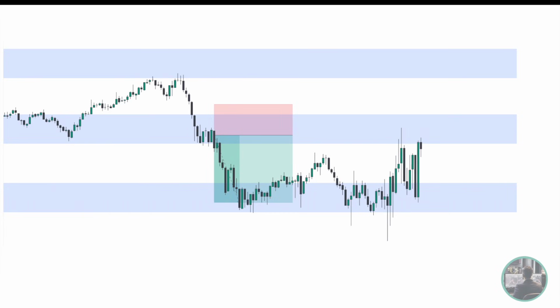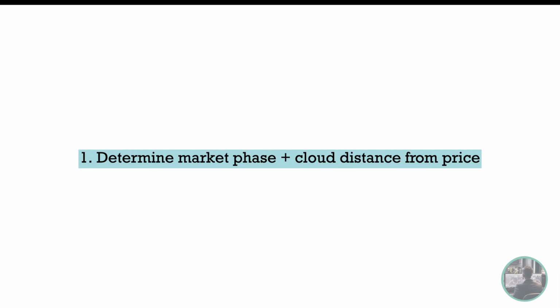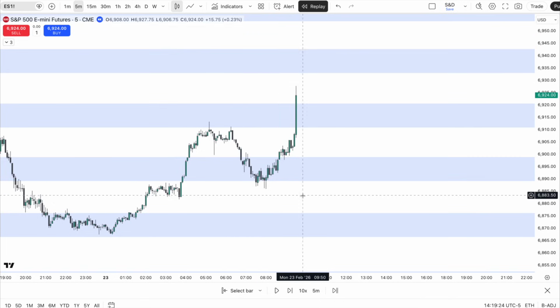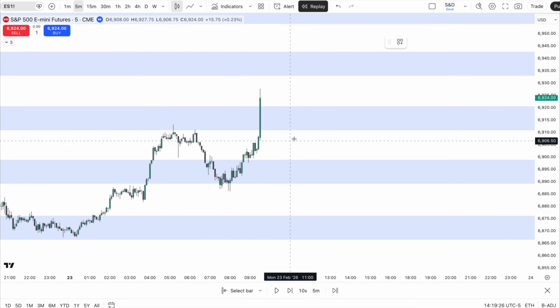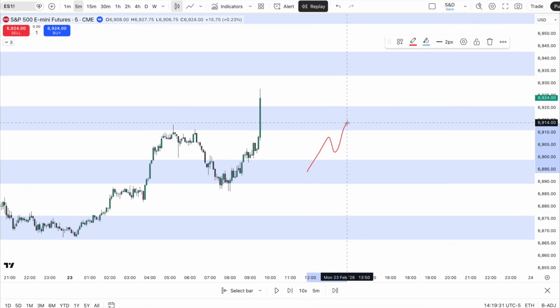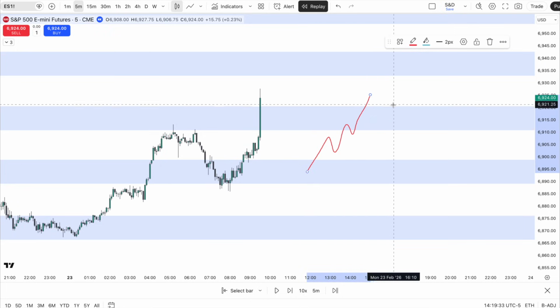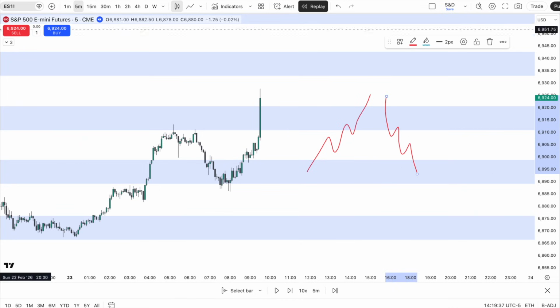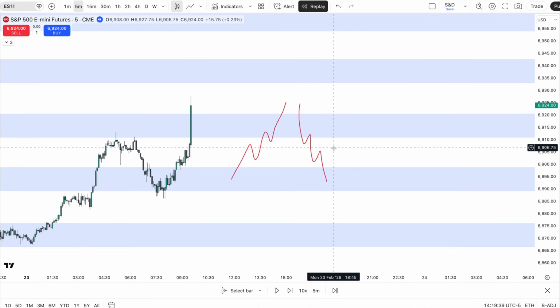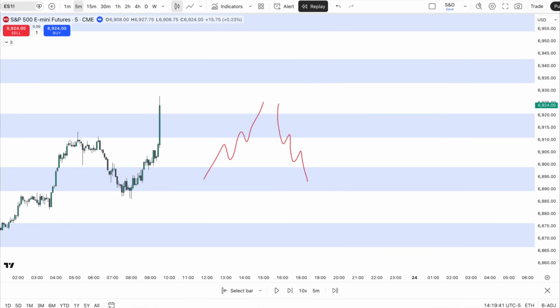Let's start with step 1, which is to determine what phase of the market we're in, as well as the cloud's distance from the price. This is going to take up most of our process, because the market can look different every day, but it always falls into one of 3 categories. That's either going to be an uptrend, which is characterized by higher lows and higher highs, or a downtrend, characterized by lower highs and lower lows. Both of these will be very clear and obvious. You can identify an uptrend or a downtrend in just a few seconds.